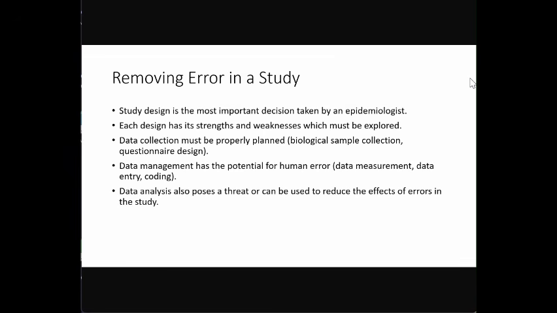If you do that, you are testing for the internal consistency of that questionnaire. For instance, a questionnaire might be useless if you administer it to 3 persons and they give you 3 different responses based on how they understood it. Then that questionnaire has not communicated. So data management has the potential for human error also.